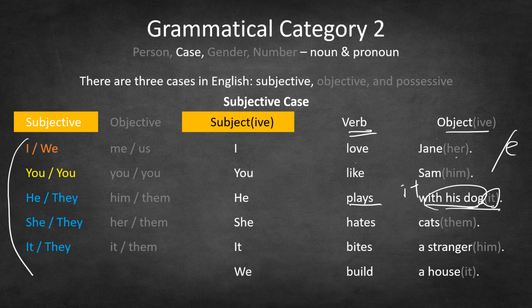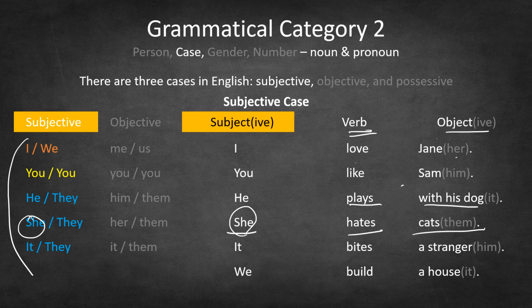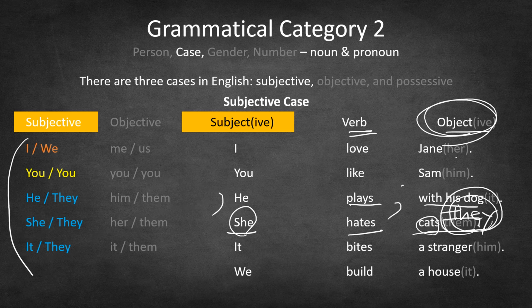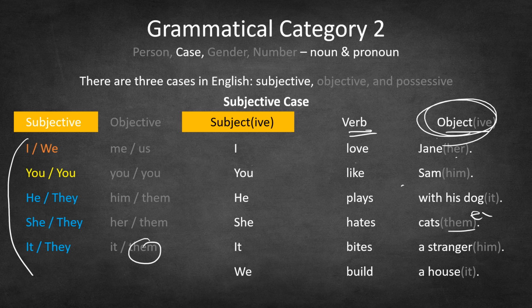Okay, next one is she. She hates cats. She, subjective, so it is here. Cats will be them. This cannot come here because if you put they, this is the subject and this is the object section. So instead of using they, you need to use them here. This is objective case. She hates cats. She hates them.